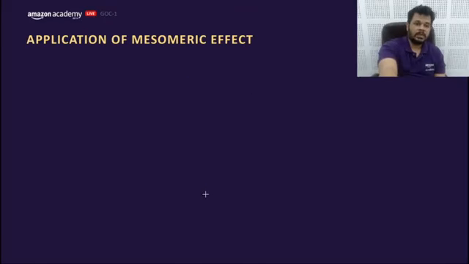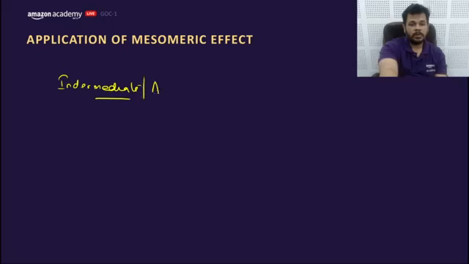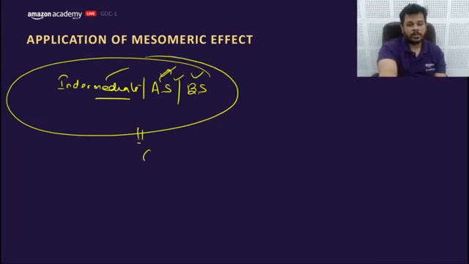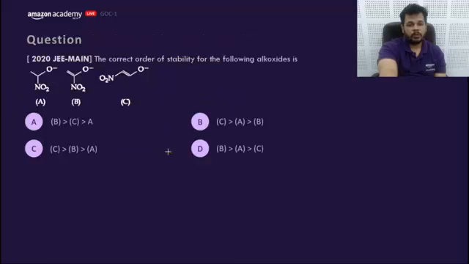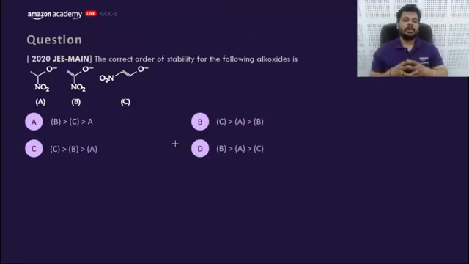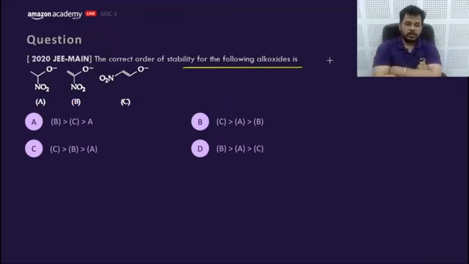Let's try to understand the application. We have studied application, that means you can compare the stability of intermediates. Let's try to understand through some questions. When we compare the acidic strength, intermediate stability, acidic strength or basic strength, these all points we are going to study in GOC 2 through some beautiful questions. Let's try to understand the 2020 JEE Mains question. Question number 1, compare the stability of the following alkoxide.